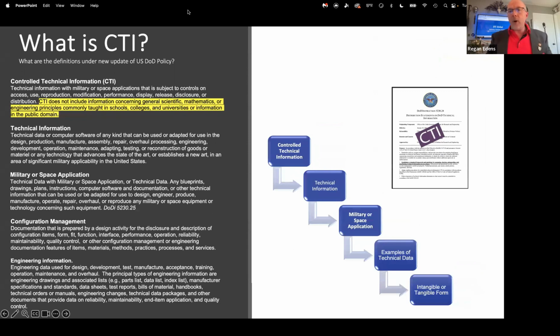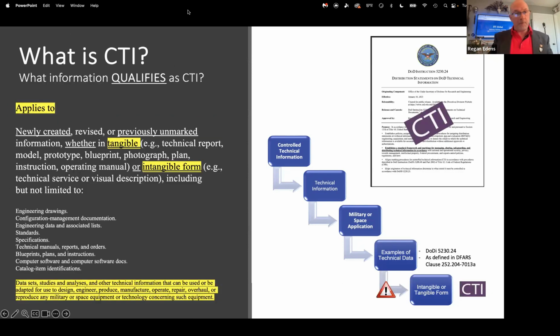So remember that the only exception is the general exclusion, okay, for general scientific, mathematical, or engineering principles commonly taught in schools, colleges, universities, or information within the public domain. Okay, we're also going to talk about what's publicly releasable and what's not. That constitutes what's in the public domain.